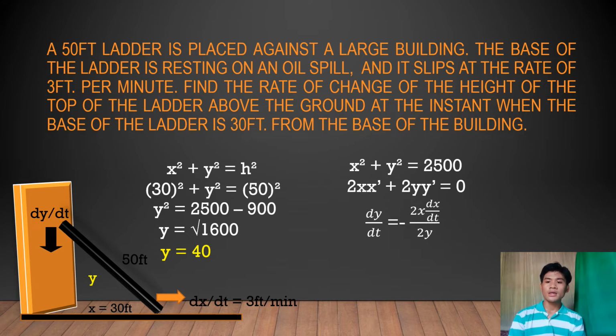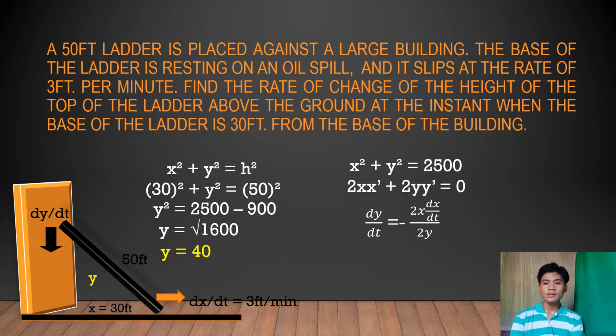So x prime and y prime are the same as the rate of change of y with respect to time and the rate of change of x with respect to time, or dy over dt and dx over dt.